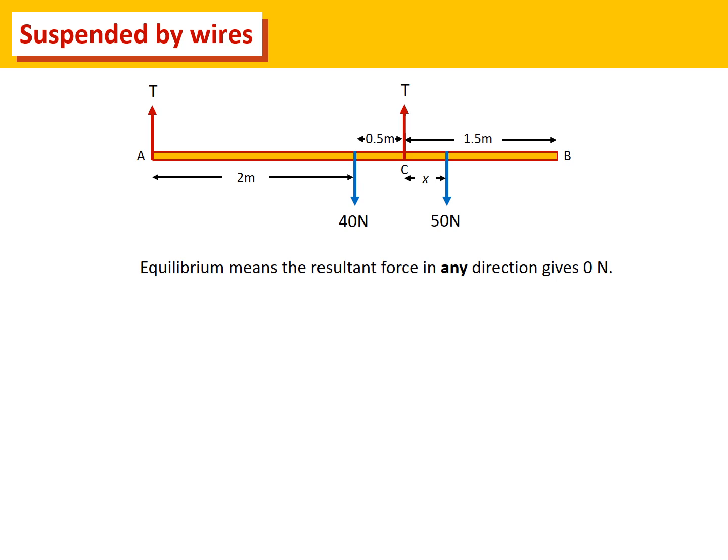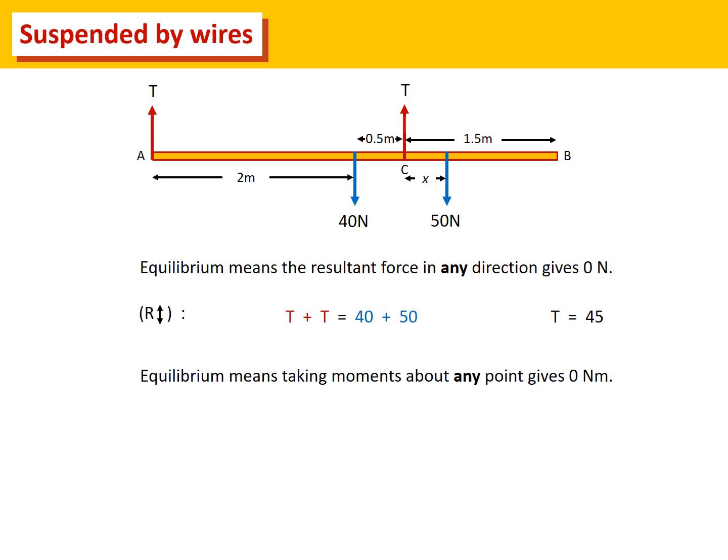Equilibrium means the resultant force in any direction gives 0. So vertically, we've got 2T upwards and 90 newtons downwards, so T equals 45 newtons. Equilibrium means taking moments about any point gives 0. We're going to take moments about point C.